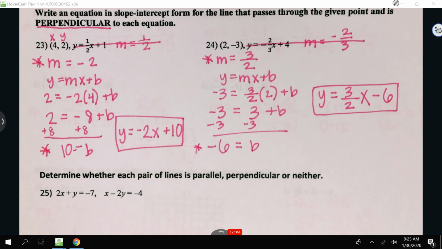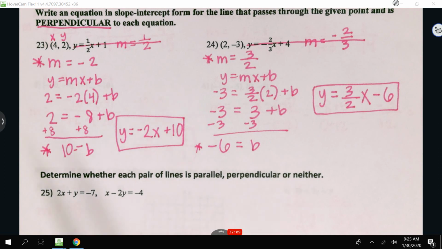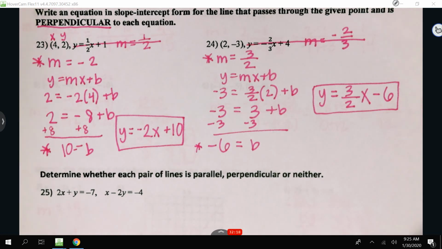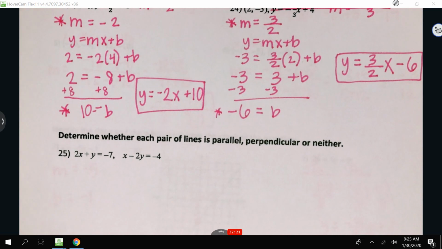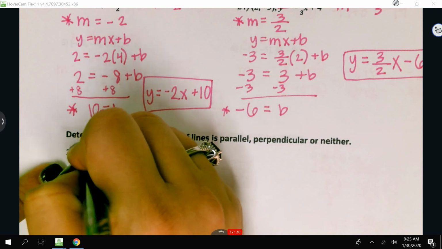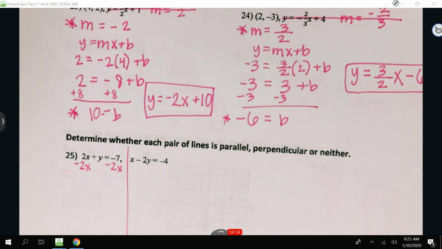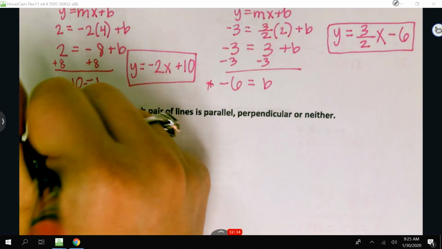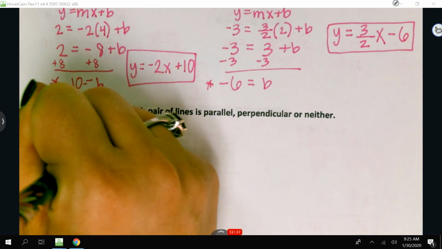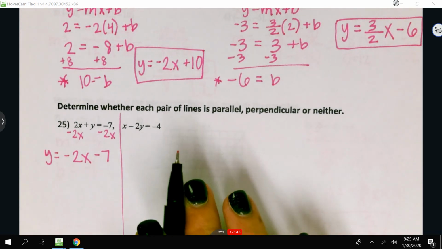Okay. Last one. Determine whether each pair of lines is parallel, perpendicular, or neither. So what do you need out of those two lines? You need their slopes, right? Because that's how you tell if they're parallel, perpendicular, or neither. But can you just look at those equations and tell? No. You need to get them in slope-intercept form first. So on this first equation, I'm going to subtract 2x from both sides. I'm going to draw a line here to keep them separate. So that gives me y equals 2x minus 7, right? And then what do I need to do on this other one?